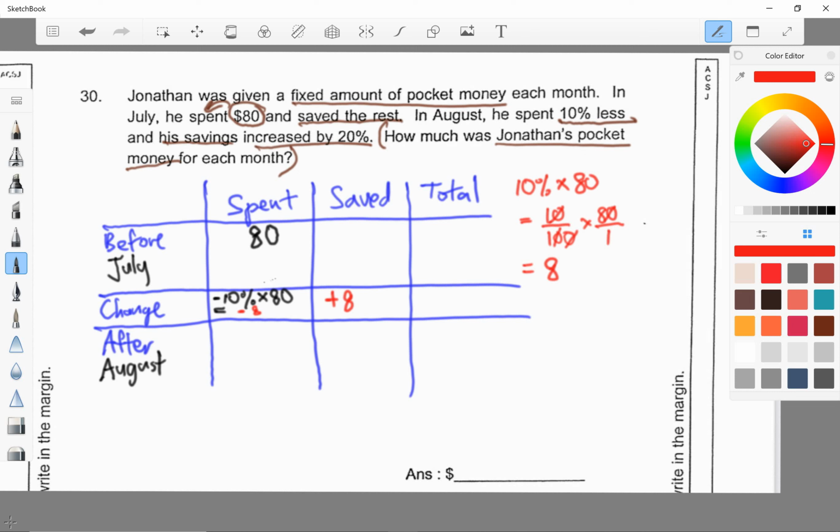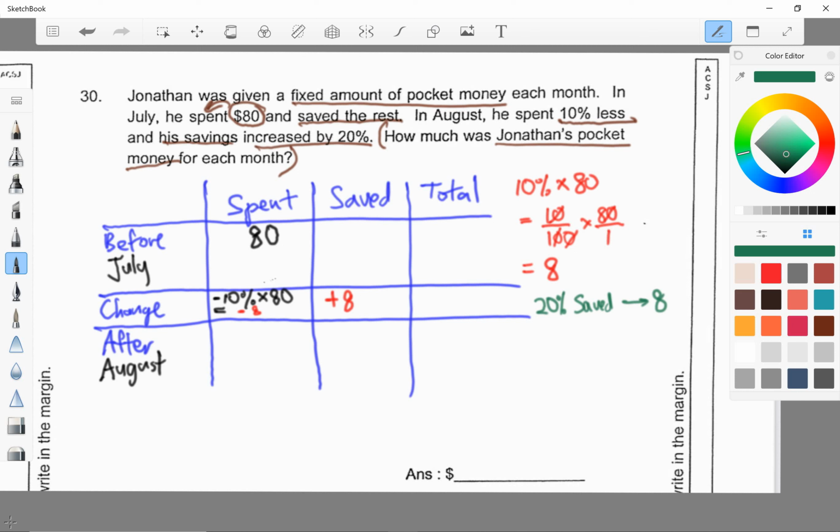And this means that Jonathan's savings increased by 20%. So if his savings increased by 20% and he got to save $8 more, we have to form the link that 20% of his savings has got to be 8. So I'll write it down, 20% saved must be 8, which is why I'm using an arrow.